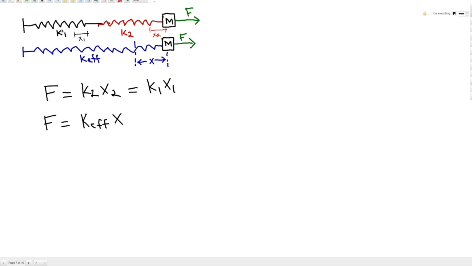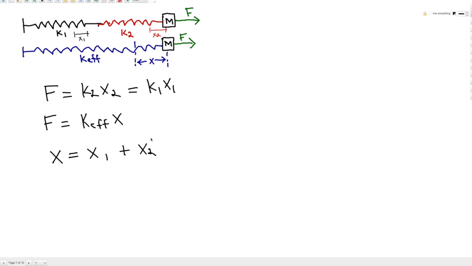Now the one thing I want you to notice is that these displacements have to be linked to one another. Okay, the displacements of the individual springs in the top has to be equal to the full displacement or the full amount of stretch we get in the second case. So for this system in series, we have to have x equal to x1 plus x2.